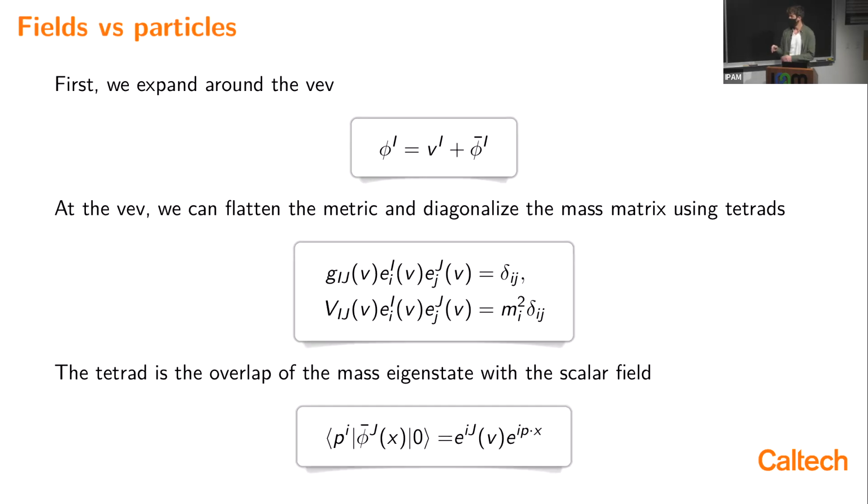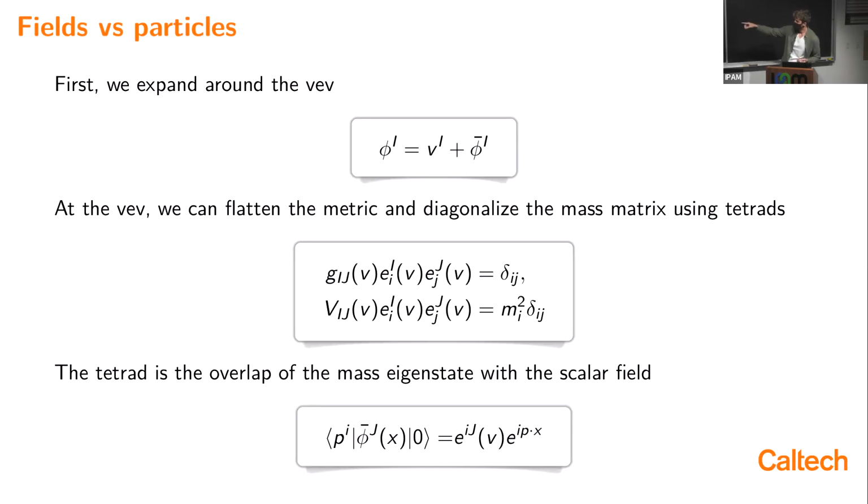So first, we have to expand around some vacuum, V. So all your couplings in the Lagrangian will depend on this vacuum V here. And at that vacuum, we can always canonically normalize the kinetic term. That just corresponds to picking some tetrads, which flattens the metric at that point.